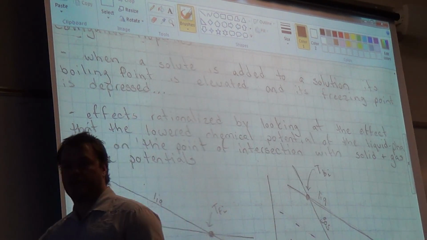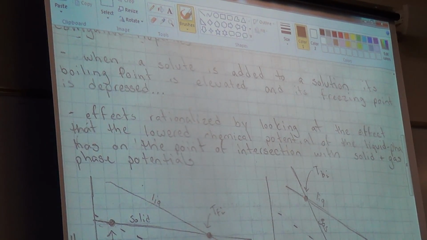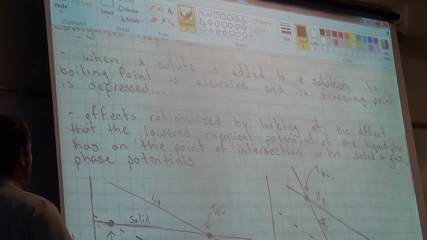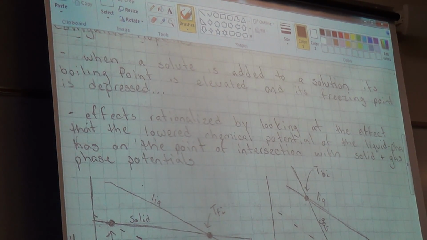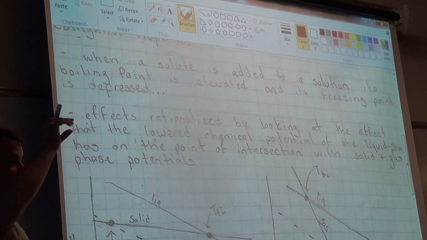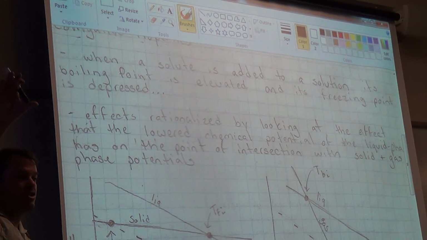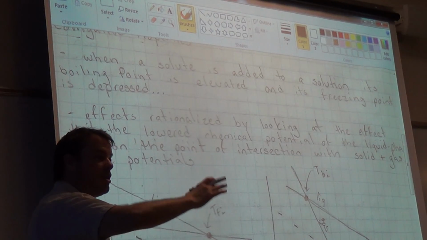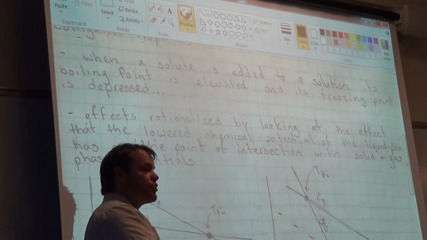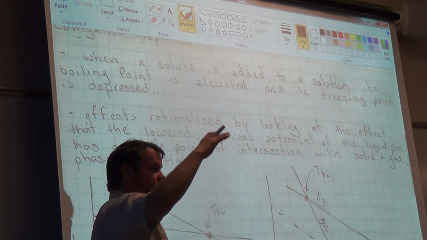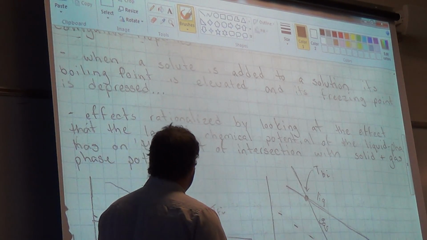We saw that for these ideal solutions, and for most solutions, anything that makes a solution, the solvation of a solute lowers the chemical potential of the solvent, right? The chemical potential of the solvent went as mu naught plus RT natural log of the mole fraction. The natural log of the mole fraction is negative, and so the chemical potential of that species lowers whenever we dissolve something in. So it's at a lower chemical potential energy.